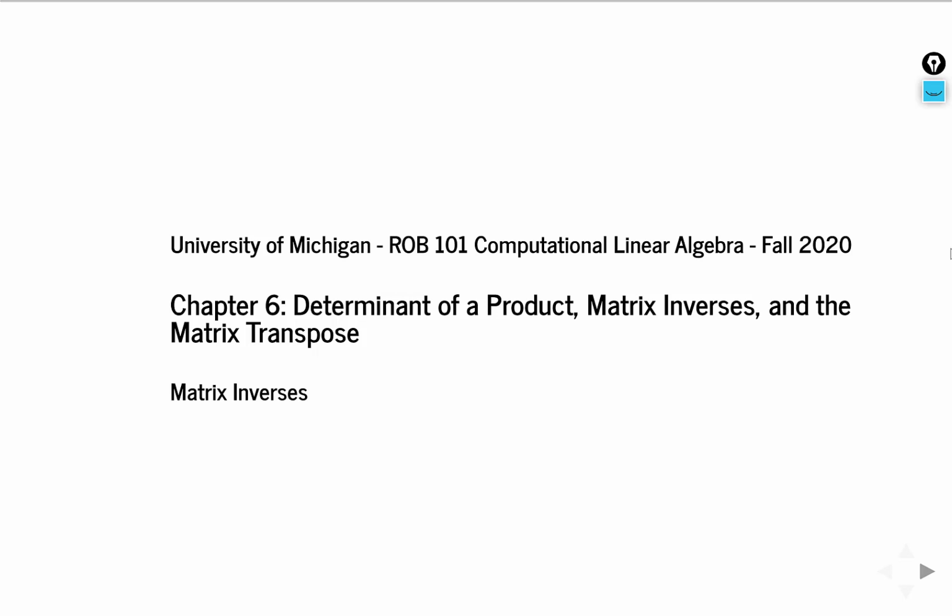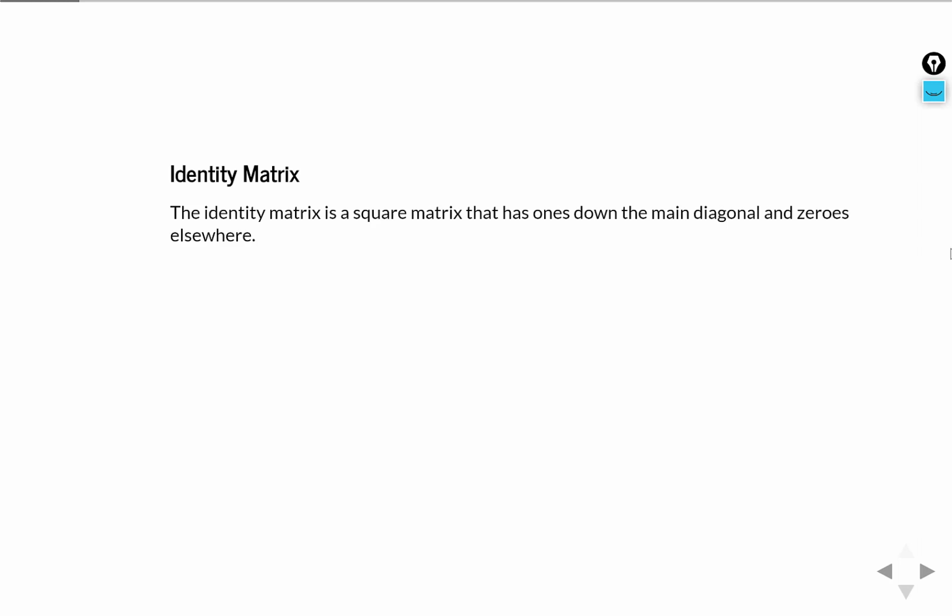Matrix inverses. The identity matrix is a square matrix that has ones down the main diagonal and zeros elsewhere.